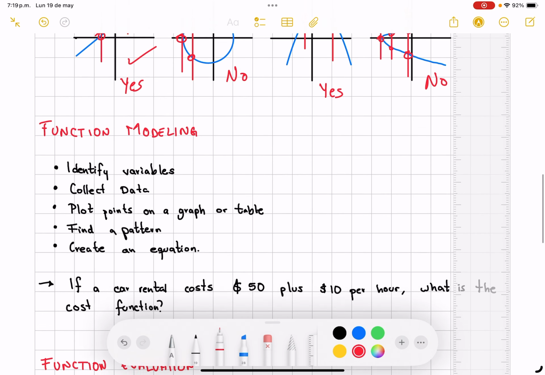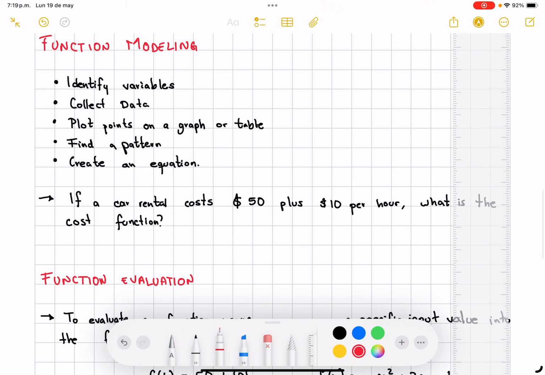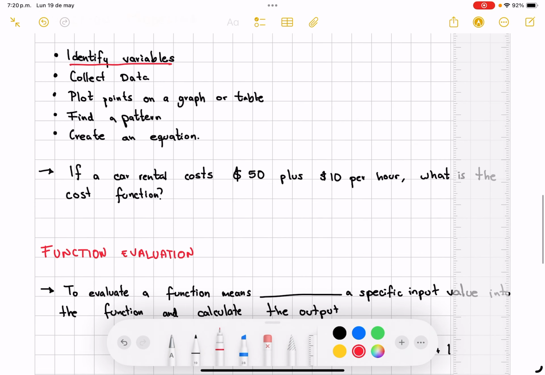So let's move to function modeling. How can we get a function from a real life situation or a real life context? First we need to identify variables. We need to collect information, collect data. We need to register and plot the points on a graph or table. Then we need to find a pattern or trend, and we need to create an equation.